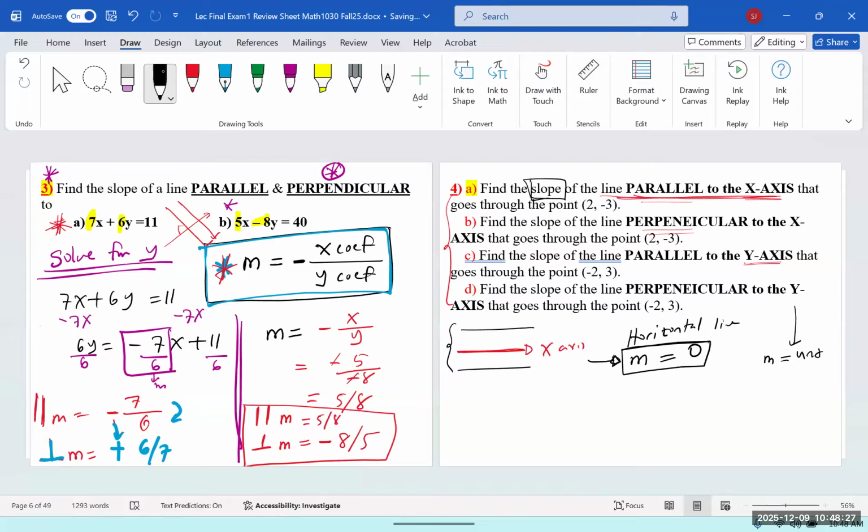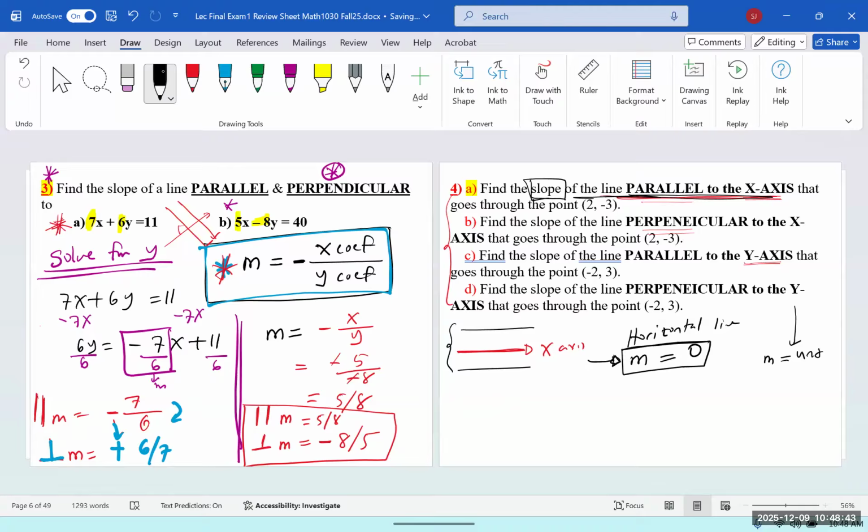So you just have to visualize what is given to you. They are asking for the slope of the line parallel to the x-axis. So the x-axis is a horizontal line. Its parallel line will also be horizontal. The slope will be 0.